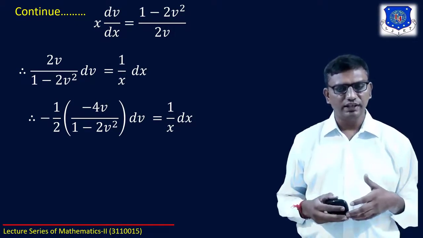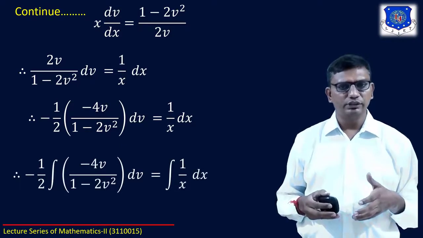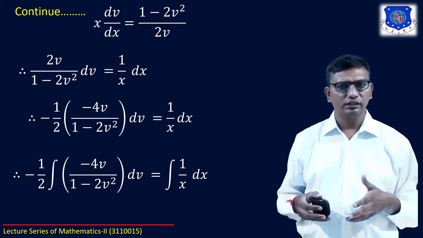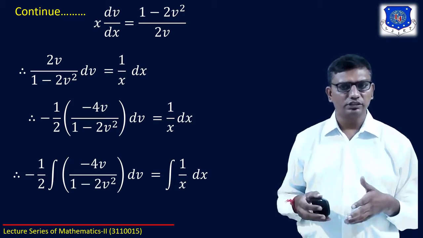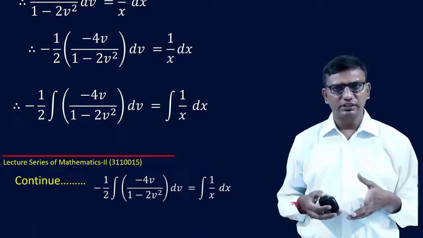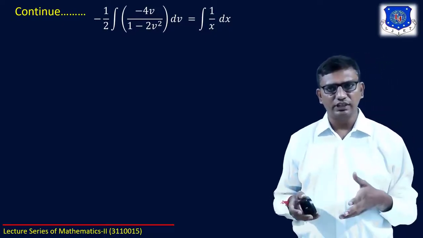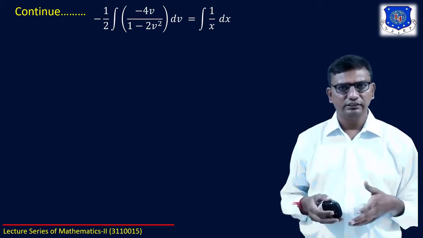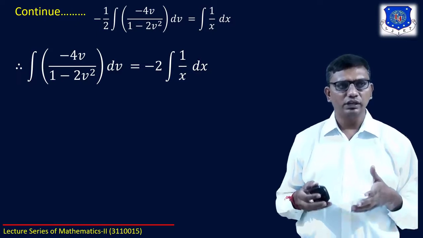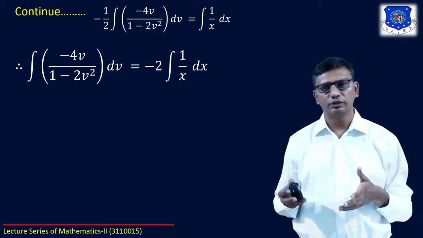Then finally we get 1 by minus 1 by 2 integration of minus 4v upon 1 minus 2v square dv equal to integration of 1 by x on the right hand side. After this we will continue with this step. Now we are applying the proper formula of integration and integrate both sides. Then we get integration minus 4v upon 1 minus 2v square dv equal to minus 2 times integration of 1 upon x.